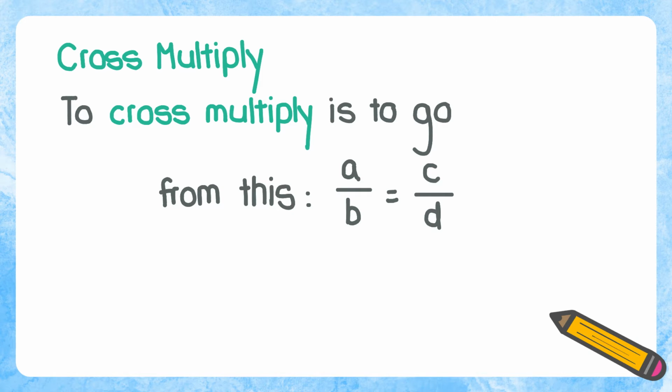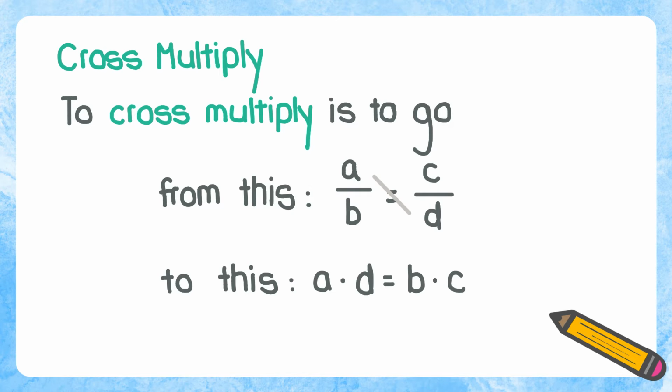So what does it mean to cross multiply? To cross multiply is to start off with this, A over B equals C over D, and turn it into this format, A times D equals B times C. And how do we go from the original equation to the second equation? We cross multiply. We multiply across.